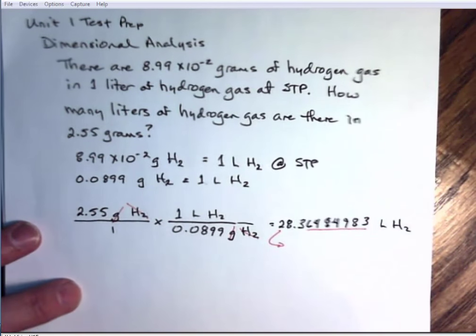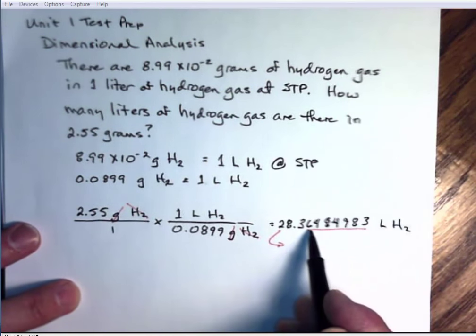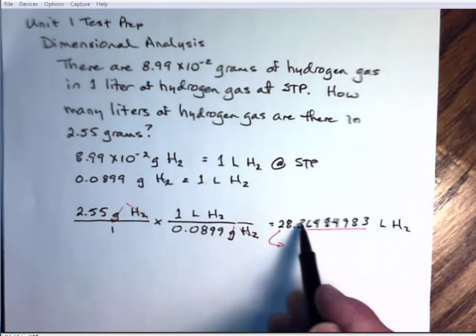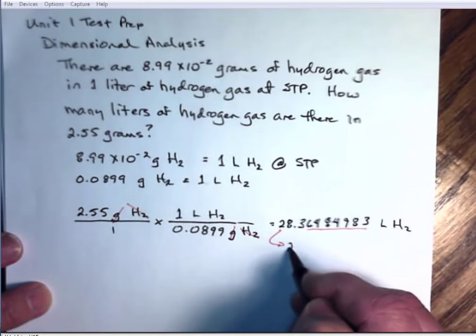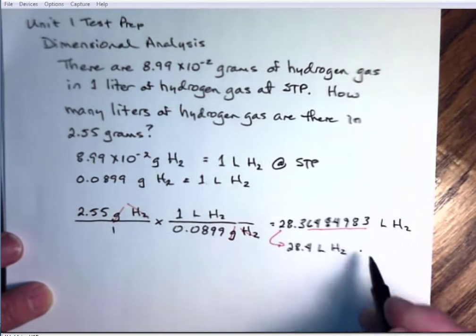And so we're going to round it off to these 3 digits. This 6 here, the way that we round off in high school chemistry, because this is a number that's 5 or greater, is going to make this number round up. And so we're going to take 28.4 liters of H2 as our final answer.